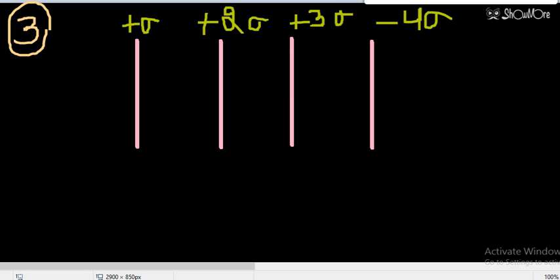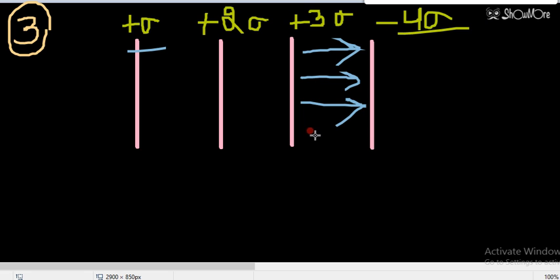Now we are moving to the next question, region 4. In region 4 you can see, due to this positive sheet, the electric field will be along this direction. Due to this positive sheet, along this direction. Due to this positive sheet, along this direction. And due to this negative sheet, the electric field will also be along this direction. So all electric fields will be added.